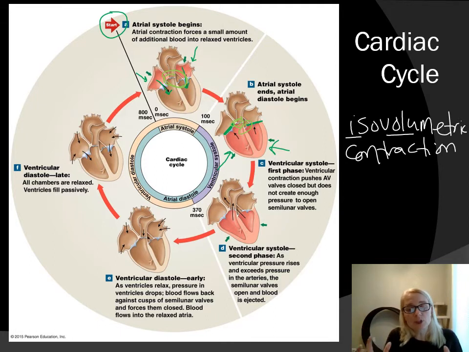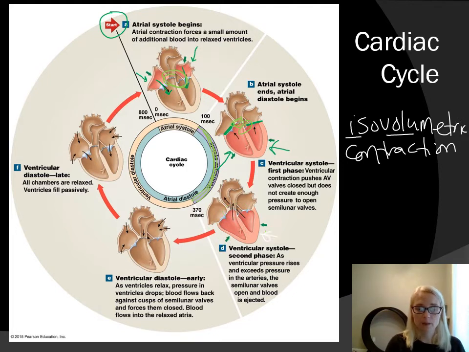Okay, but then the pressure keeps coming. It's pushing up against the chambers. Now the chambers are generating enough pressure to actually open our semilunar valves, and this is usually called ejection, the late stage of ventricular systole. The blood is moving out of the ventricles. Okay, so that lasts about 270 milliseconds. So this is our ventricular systole starting at time 100 milliseconds, ends about 370 milliseconds. Okay, this whole time atria has been relaxed, but they're passively filling.